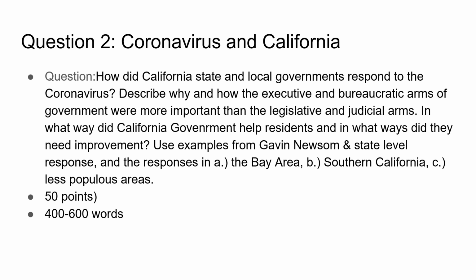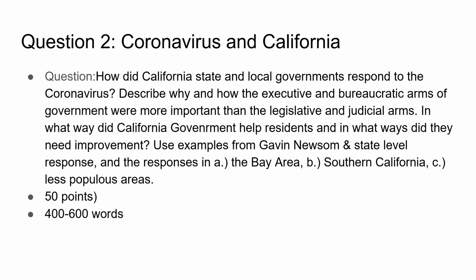And so you'll use examples from Gavin Newsom at the state level, and then also what happened in the Bay Area, what happened in Southern California, and what happened in less populous areas. So essentially, your first paragraph will be an overview of what the response was, the lockdown, anything that had to do with the health situation with supporting hospitals or getting ventilators or stuff like that. So a paragraph establishing what it was that California did.